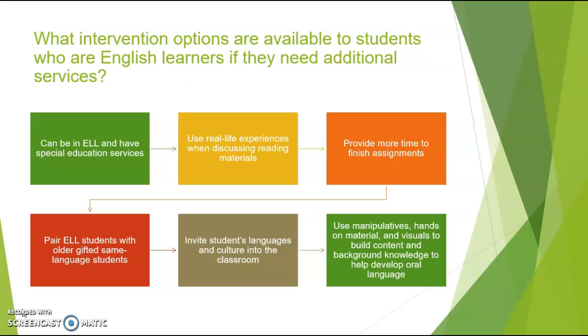One thing I noticed was that you've got to check, they might need glasses, they may need a hearing aid. These are simple health interventions that you can do to make sure that they're hearing correctly or seeing correctly. Those are the first steps to take. You can also use real life experiences when discussing reading materials or just teaching a lesson. Make sure you bring it to real life experiences. That helps students that are English language learners be able to learn easier. Provide more time for them to finish assignments because they're having to figure out these two different languages. It may take them longer to get done with an assignment.